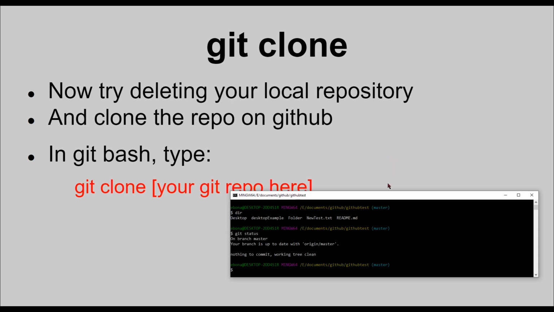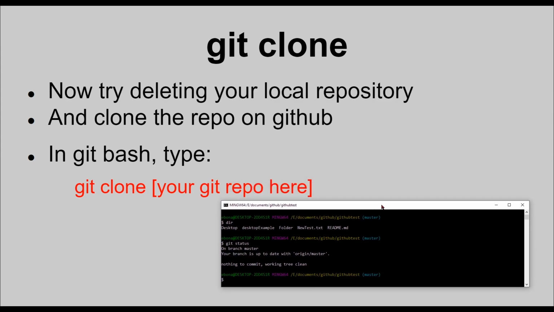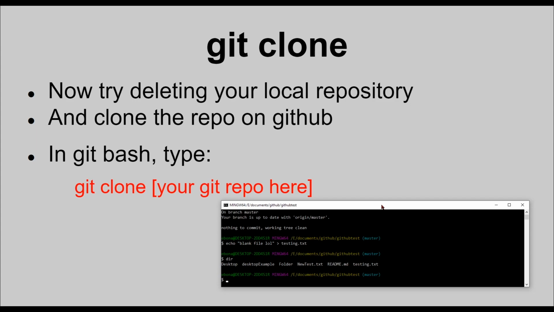All right, let's try this one more time. Actually adding a folder and committing it. So, all right, blank file, lol. testing.txt. So now we've created that. And we have testing.txt in there. And then we'll go ahead and add that.